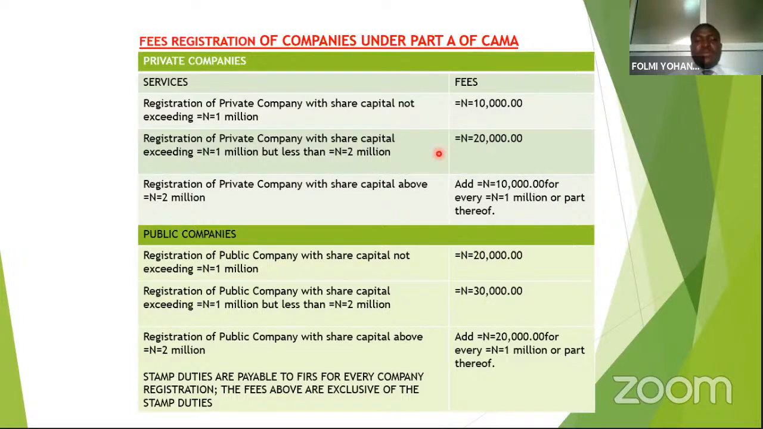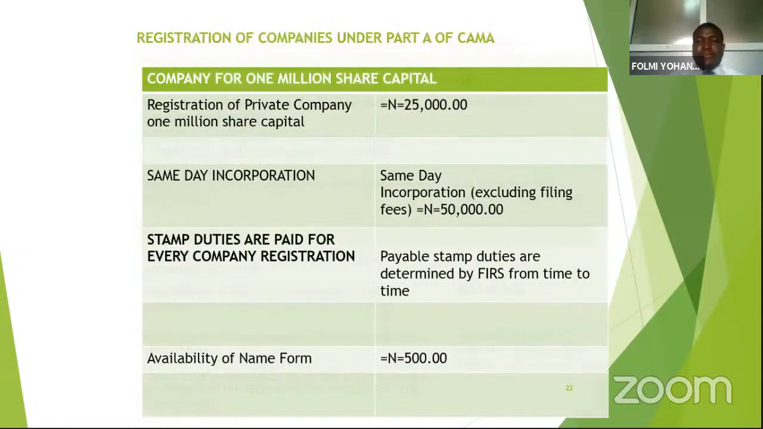For example, the registration of private companies, the share capital not exceeding 1 million, and now they will not even accept anything less than 1 million. So it's not 10,000. It's just for the purpose of this class. If you can't do it yourself, you can contact an accredited agent. He will do it for you. All you need to do is supply information and pay money. That's your only task if you can't do it yourself.